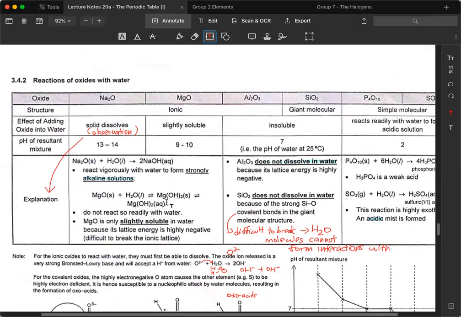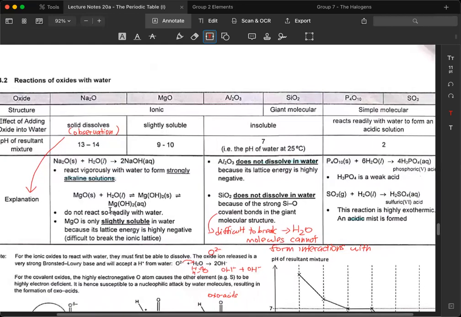So it is just in equilibrium between the solid magnesium hydroxide and the aqueous magnesium hydroxide. So magnesium oxide does not really react so readily with water because it is only slightly soluble, because the lattice energy is highly negative, so it is very difficult to break the ionic lattice. Yeah, due to the high charge.